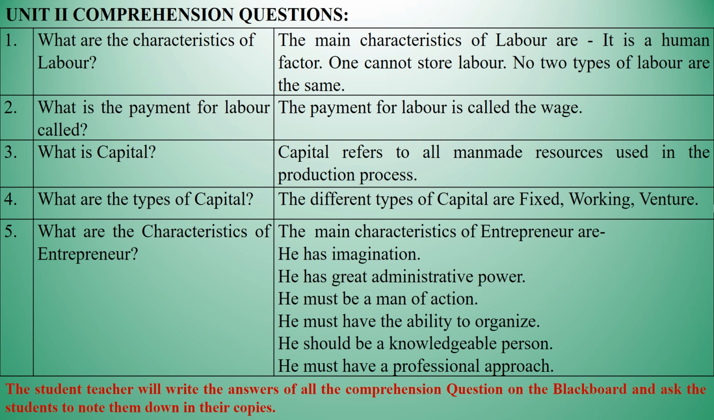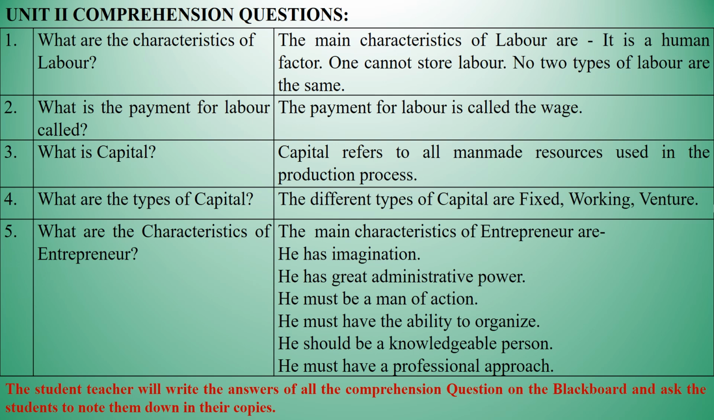The third comprehensive question is, what is capital? The student will answer that capital refers to all man-made resources used in the production process. The fourth comprehensive question is, what are the types of capital? The answer given by students will be the different types of capital are fixed, working, and venture.